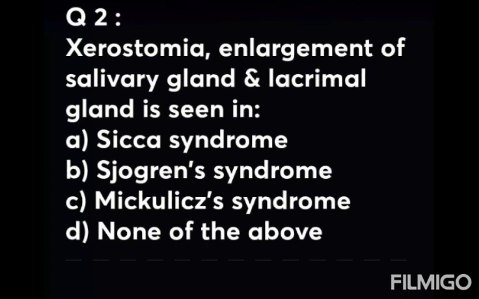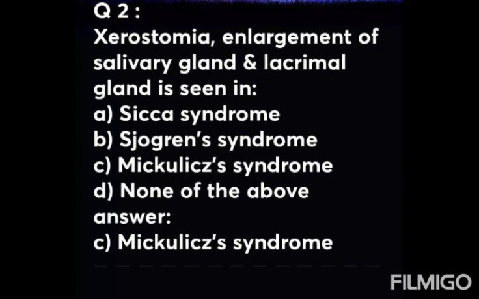The question number 2 is xerostomia, enlargement of salivary gland and lacrimal gland is seen in option A. Sicca syndrome, option B. Sjogren syndrome, option C. Mikulicz syndrome, option D. None of the above. So here the answer is option C, Mikulicz syndrome. So what is Mikulicz syndrome?